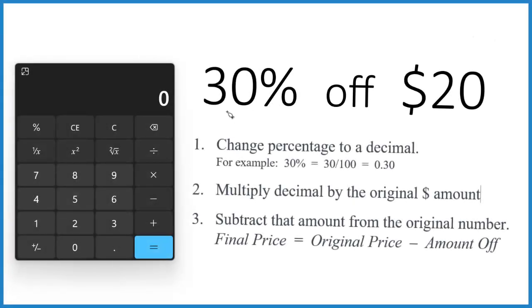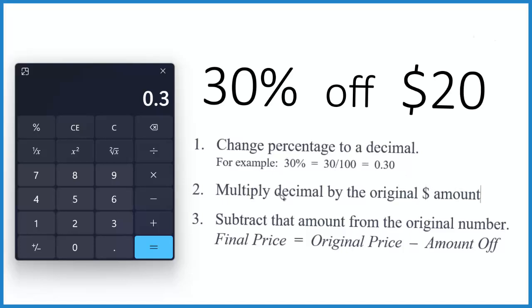Okay, let's find 30% off of $20. So how much are you getting off if you get a 30% discount on a $20 purchase? So the first thing is we change the percent here to a decimal. So we just divide the percent by 100. We end up with 0.30. So we could take our 30% here, divide by 100, and we get 0.3, same as 0.30.